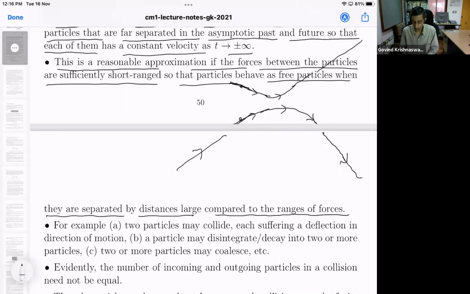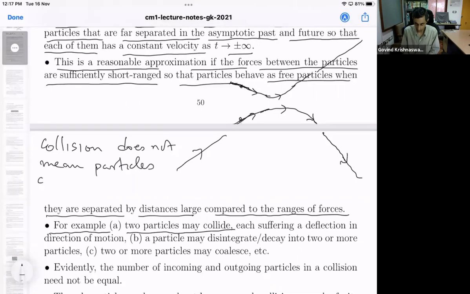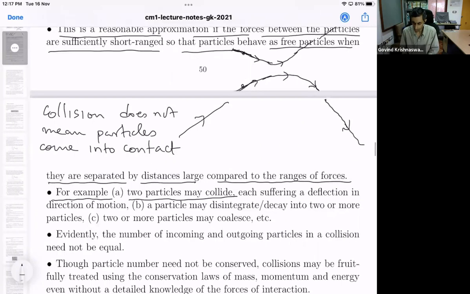So examples of collisions include 2 particles may collide. See, when I say collision, it doesn't mean they come into contact. That is only one special case. Collision does not mean particles come into contact. They may, but they may not. Depends on the nature of the forces. So 2 particles may collide, each suffering a deflection in direction of motion. So that is the picture I drew over here. That is one possibility.